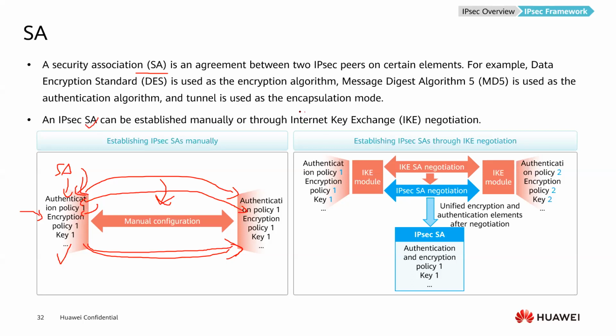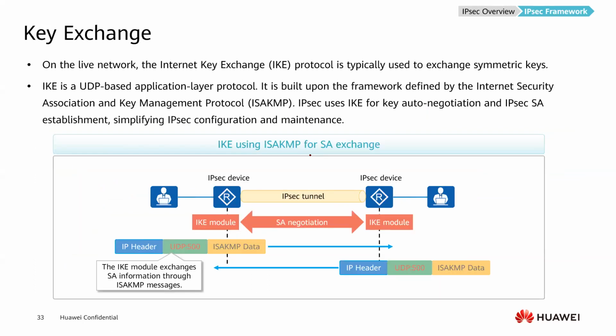We have a protocol called Internet Key Exchange. We can use that to do the negotiation. So the Internet Key Exchange, IKE, is a very important protocol. This can help us to exchange all kinds of SA information, and inside of this SA information, the symmetric key will also be forwarded using IKE. Okay, so IKE packet uses UDP destination port 500.